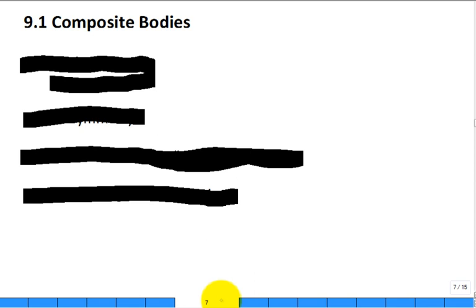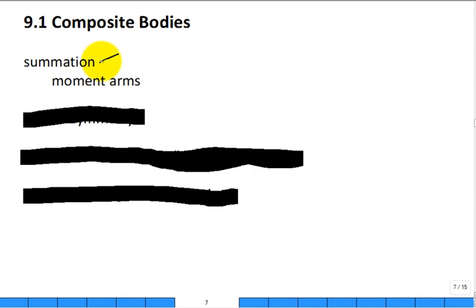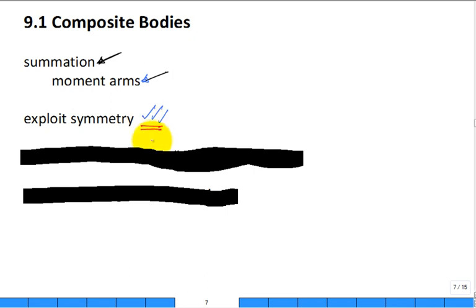We then move to composite bodies, where you break it into parts that you know the location of the centroids are. We move from integration to summation. Continue to think about those moment arms. If you're struggling with it, go back to uniform density, uniform gravitational field, and you have these little force vectors coming down, and you have a moment arm, the distance away from that axis. You exploit symmetry, and you want to get good at that, looking at an object.